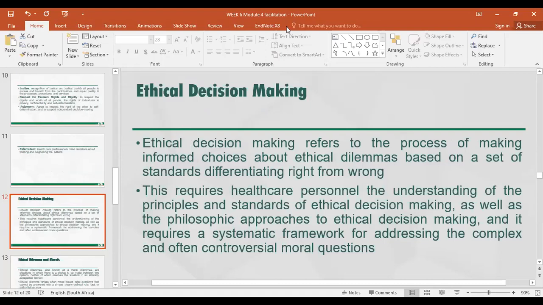And so far, before we go to ethical decision making, let me entertain contributions or questions. So far, those of us that are present, is there any question on what we've covered so far, or question or contribution on what we have covered so far on ethics, bioethics? Any question, any clarification, any contribution on it?